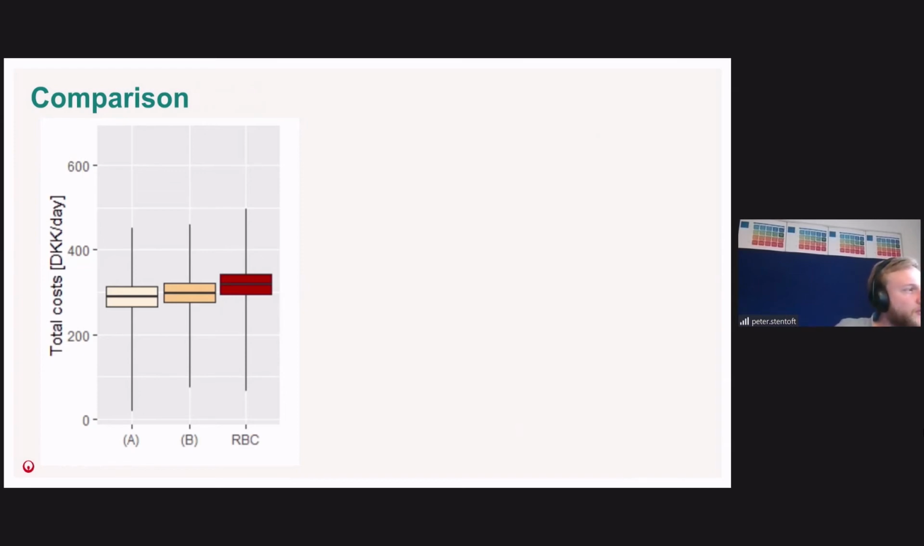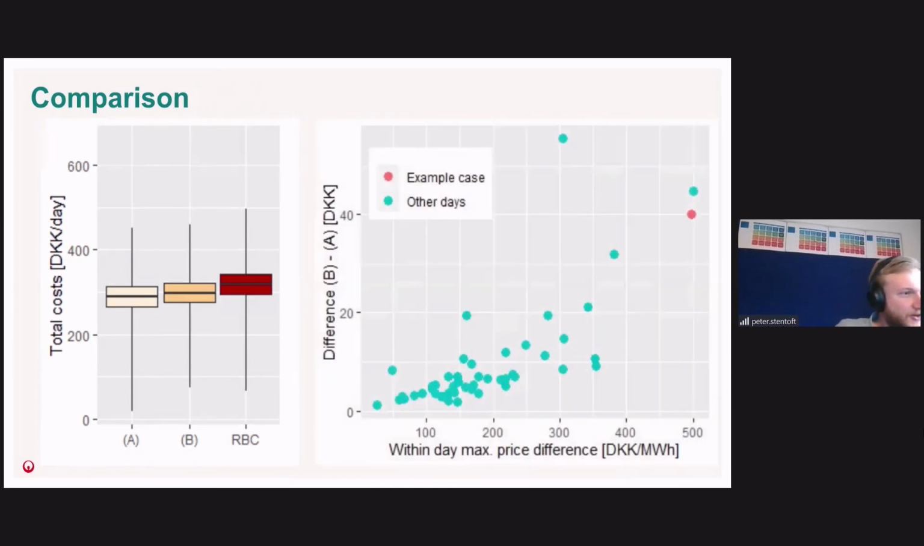And then we also looked into whether there is a correlation between the within-day maximum price difference and the difference between these scenarios A and B. And we saw that if there are large price differences during a day, then the potential for saving money if you use variable electricity prices as compared to constant electricity prices is higher.